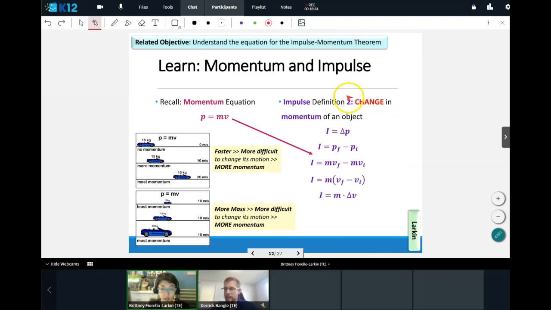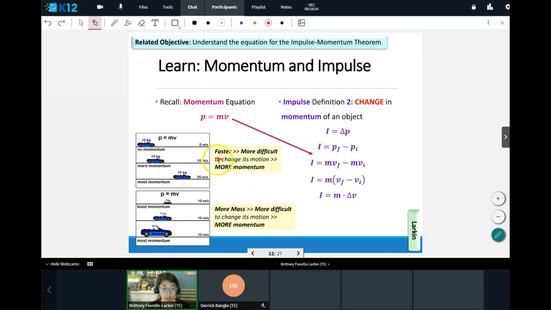So the first definition we already learned is that impulse is force times time, right? Force times change in time. However, our second definition actually also has an equation related to it. So impulse we defined as a change in momentum of an object, and we already learned the equation for momentum, which is mass times velocity.